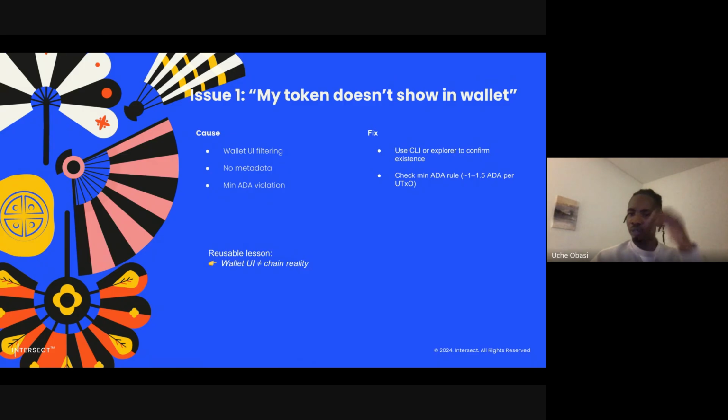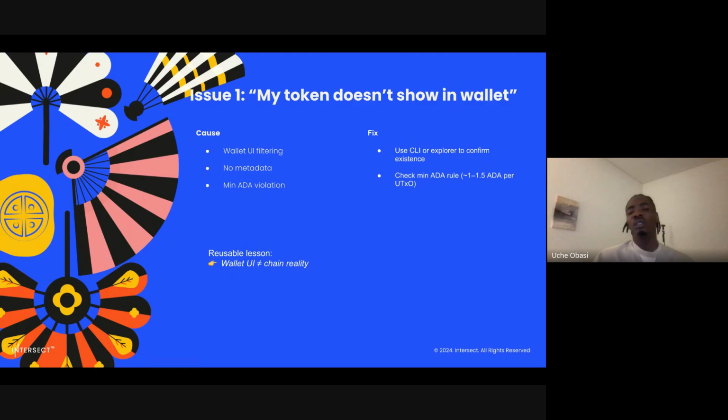So what it means is that you need to check, for an address, okay, does this address meet the minimum ADA rule? Does it have up to 1 ADA or 1.5 ADA or 2 ADA for this transaction to be able to run, right? So these are some of the ways you can fix an issue like this.